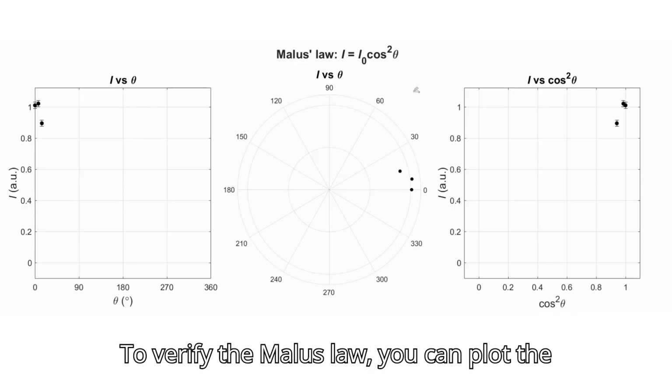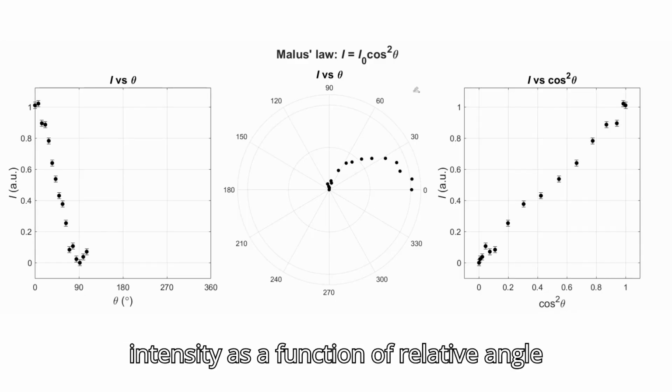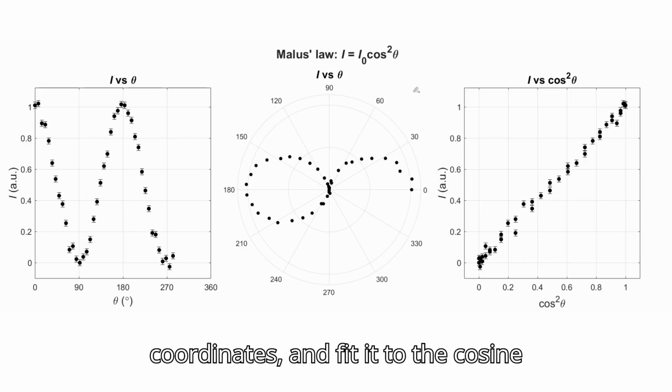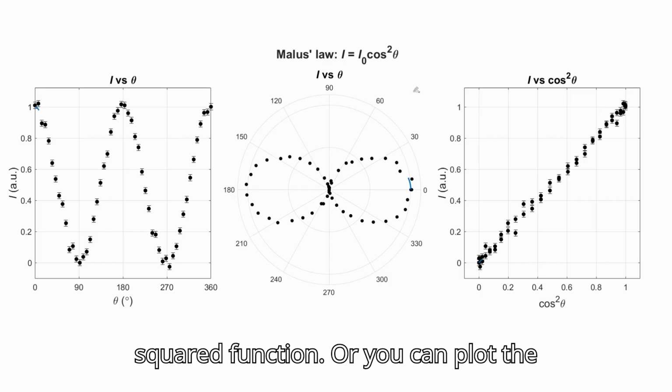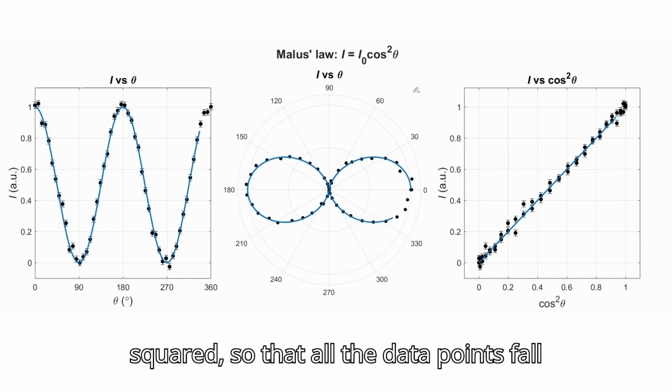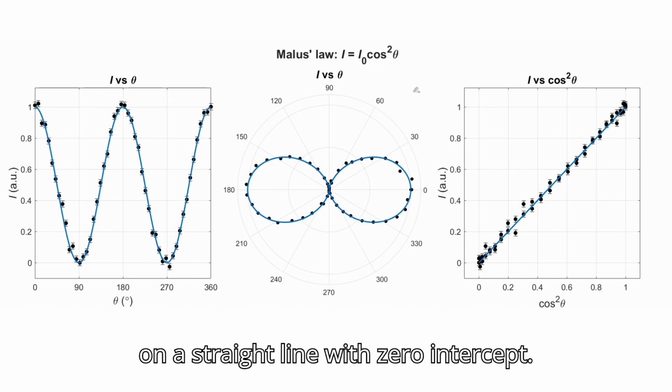To verify Malus' law, you can plot the intensity as a function of relative angle theta, either in Cartesian or polar coordinates, and fit it to the cosine squared function. Or you can plot the intensity directly against cosine theta squared, so that all the data points fall on a straight line with zero intercept.